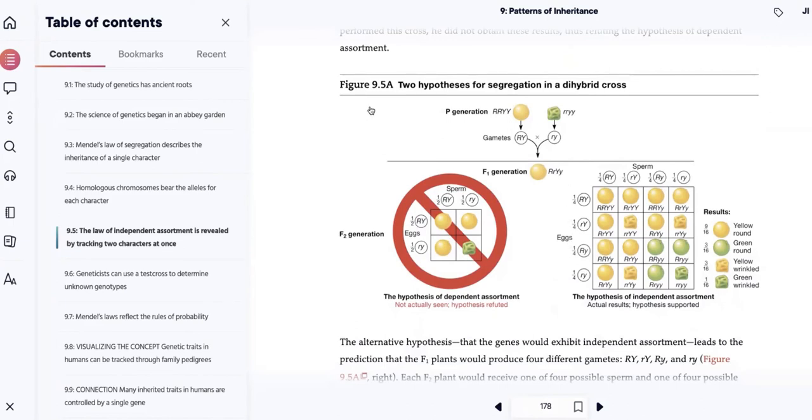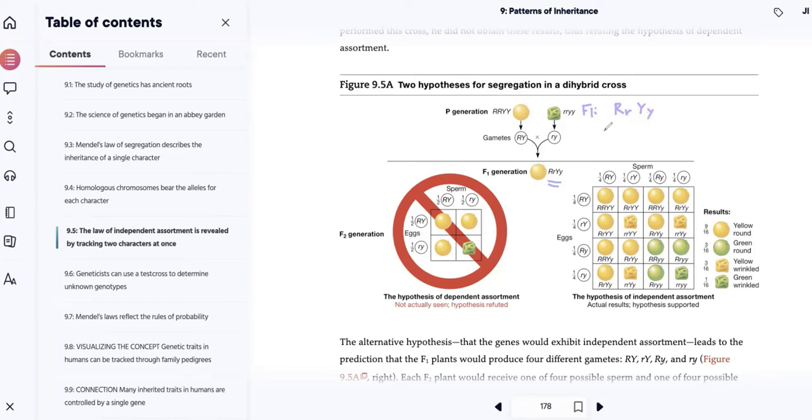Okay? And so in chapter 9, section 5, the illustration that they have is one in which you're looking at seed color and seed smoothness or seed shape at the same time. And what Mendel said was that if you have, let's see, I need to have annotation. If you have big R, little r, big Y, little y, the F1 is going to be big R, little r, big Y, little y, which is what we have here.